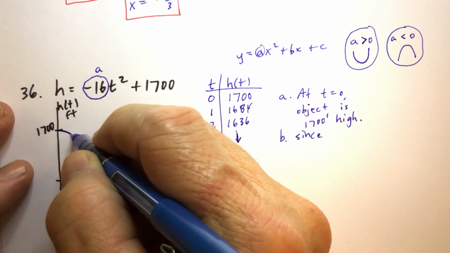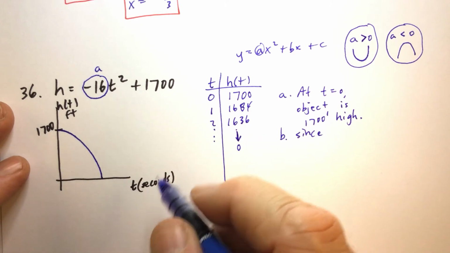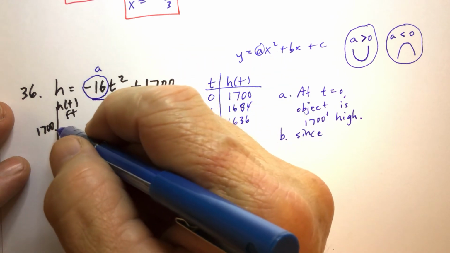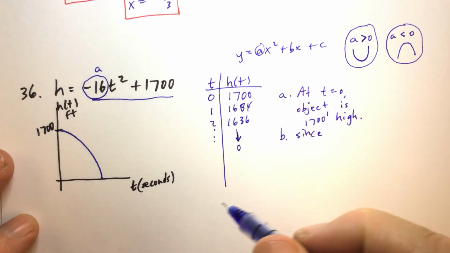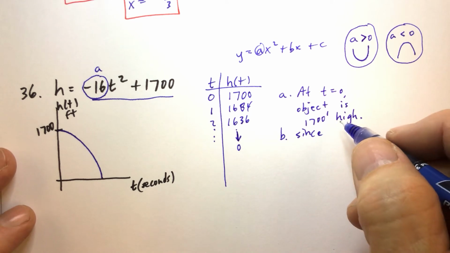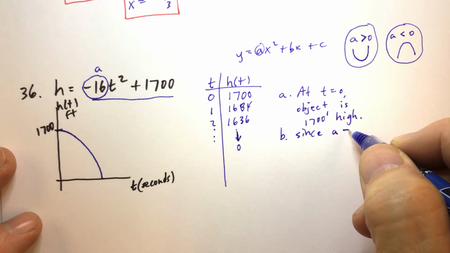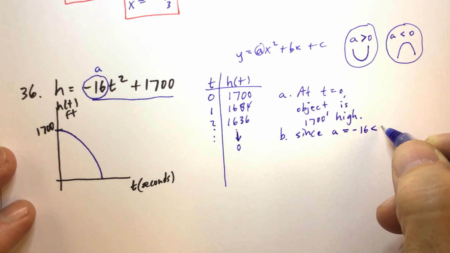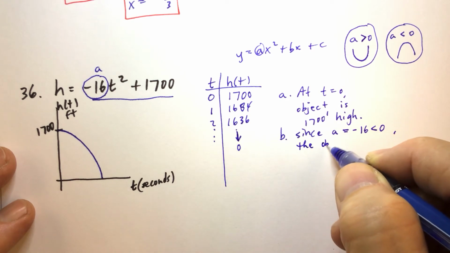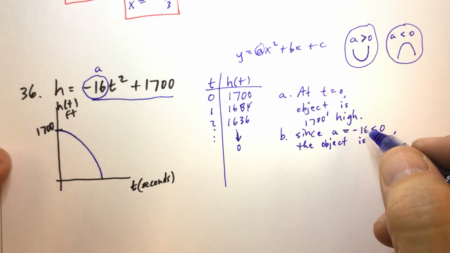If you were to plot the points, you would see that, again, we know that this is a parabola. It's the right half of the parabola, which has a vertex at (0, 1700). So part B, what are we supposed to answer here? What is the coefficient? It tells us that since a is equal to negative 16, which is negative, the object is moving down. The object is descending. It's moving down.